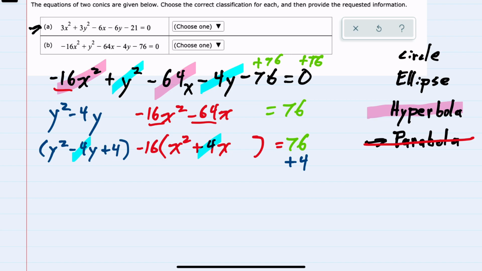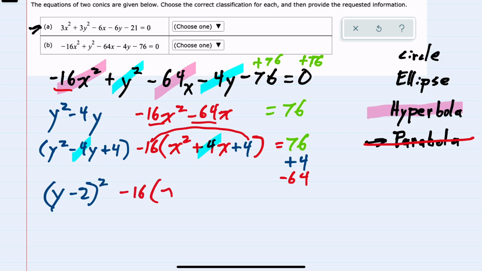For the x's, half of 4 is 2. 2 squared is 4. We're again adding 4, but this time there is a negative 16 that would get distributed to that 4. So I have subtracted 64 from the left-hand side. I must also subtract 64. And with these completed squares, I now have y minus 2 squared, a negative 16 in front of x plus 2 squared. And on the right-hand side, this simplifies to 16.